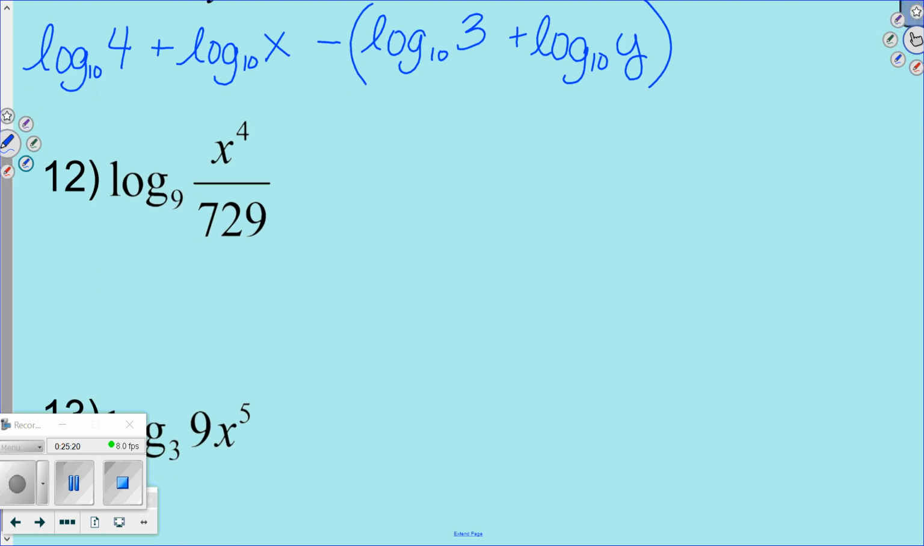Can you loopy swoopy any of those? If you look, 10 to what power is 4? Not pretty. That one's got a variable. 10 to what power is 3? Not pretty. And that one's got a variable. So I can't. But you always want to look.